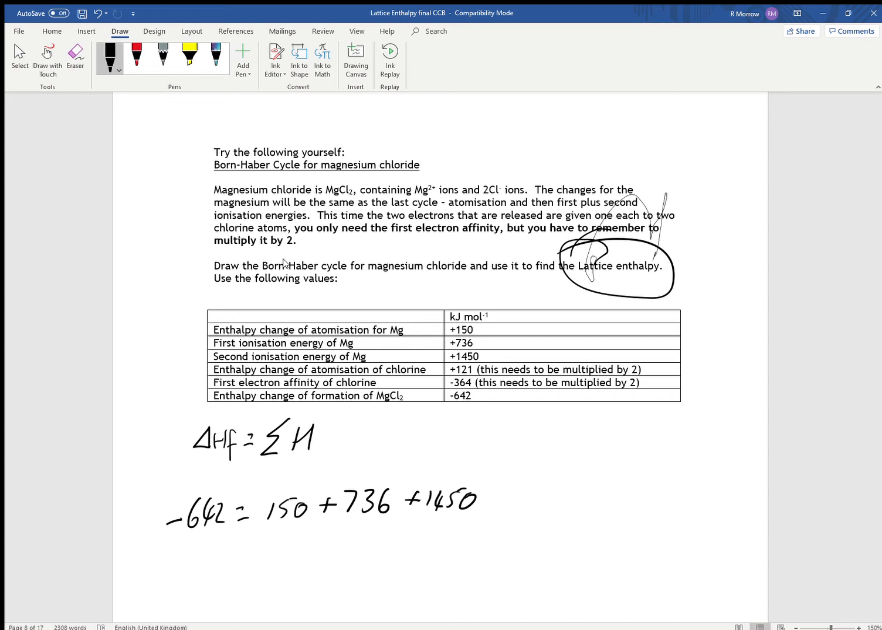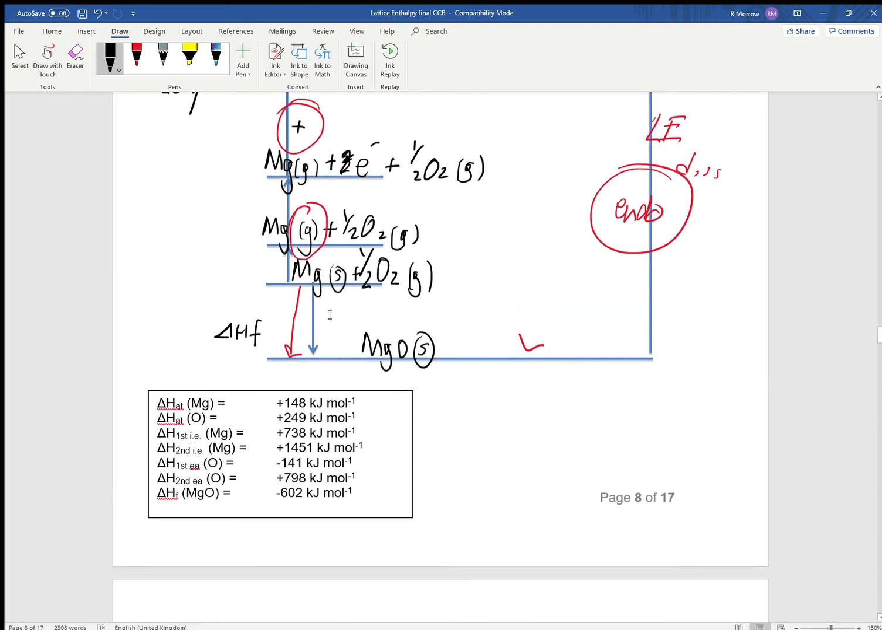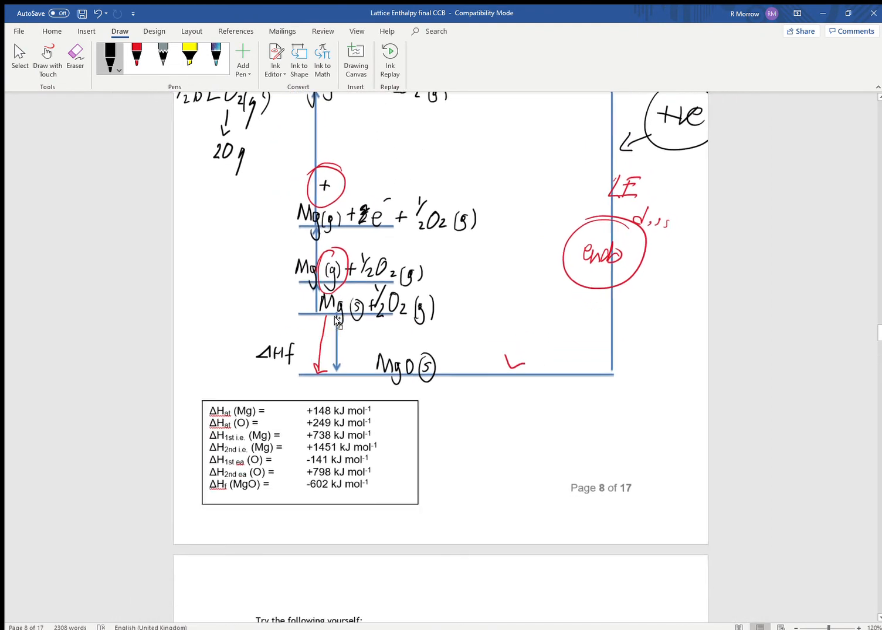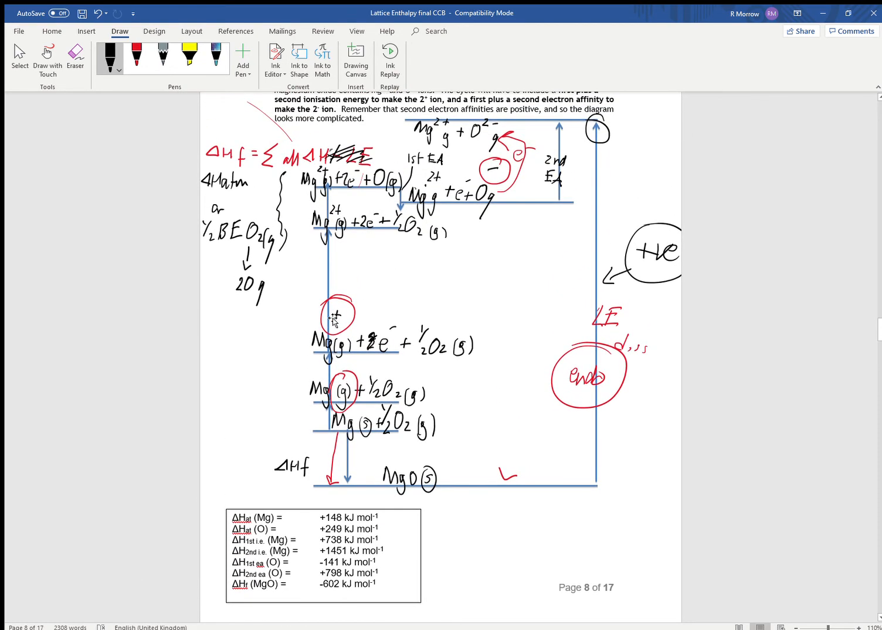Okay, so if you think about, oh, sorry, I've gone into magnesium chloride. Sorry, I'm doing the wrong one. Ignore me, please. Let's go back up here to the magnesium oxide one, which is the one that I'm supposed to be doing. Okay, and let's plug in these values.